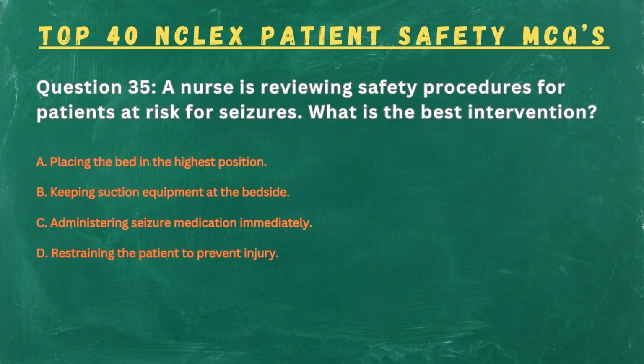Question 35. A nurse is reviewing safety procedures for patients at risk for seizures. What is the best intervention? A. Placing the bed in the highest position. B. Keeping suction equipment at the bedside. C. Administering seizure medication immediately. D. Restraining the patient to prevent injury. Answer: B. Keeping suction equipment at the bedside.